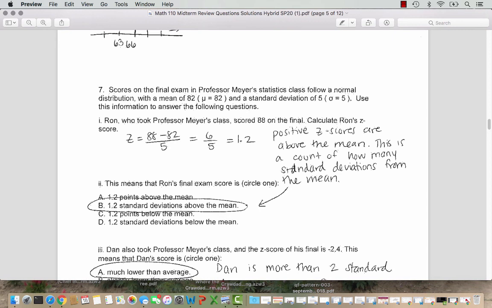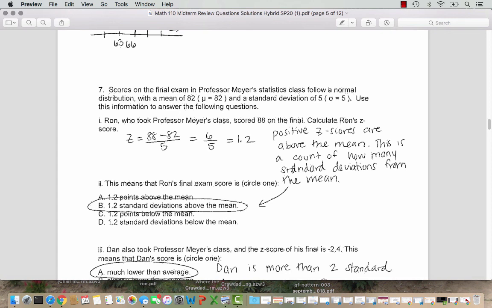So remember, the z-score takes the value and subtracts the mean, and then divides it by the standard deviation. So we took Ron's score of 88, subtracted 82 because that's the mean, and then we divide that by 5. So 88 minus 82 is 6, so Ron actually scored above the mean. And then we do 6 divided by 5, we get 1.2. So that's a count of how many standard deviations Ron scored above the mean. And I put a little note here, positive z-scores are above the mean. This is a count of how many standard deviations away from the mean.